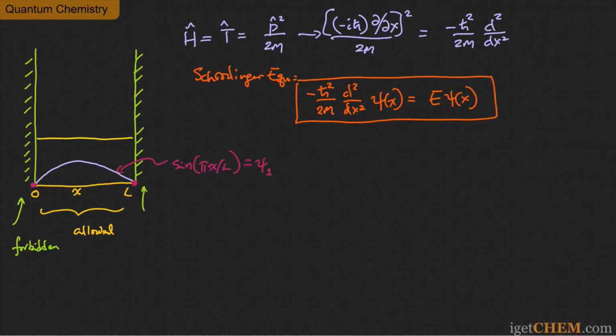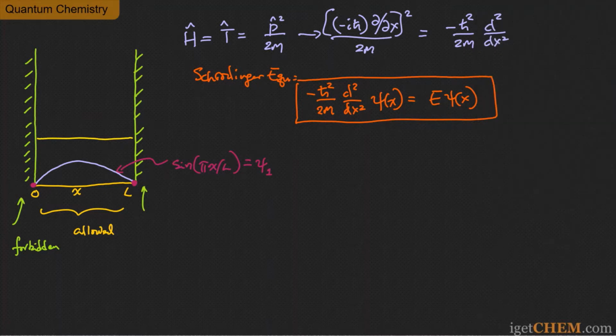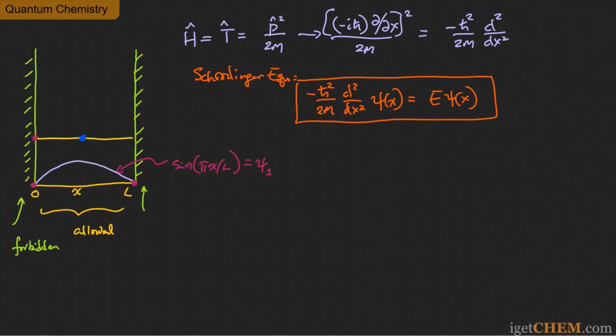Draw a line here again. And so I'm going to draw the next one. The next one is going to have a node right in the middle. So I'm going to represent this node by a blue dot right there. So again, this wave function must vanish at both endpoints. So the next one that would actually fit, which is a sine function, will look like that. So that's the second one.